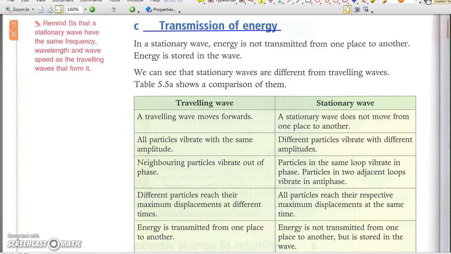C. Transmission of energy. Energy stored in a stationary wave. A stationary wave does not travel, so it does not transmit energy. Table 5.5a compares traveling wave with stationary wave. Please read it carefully, line by line.